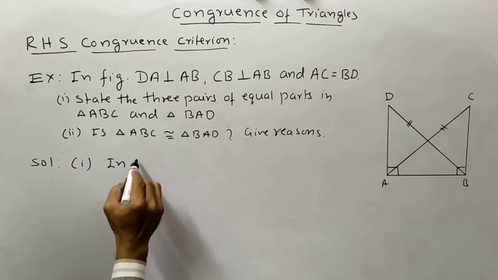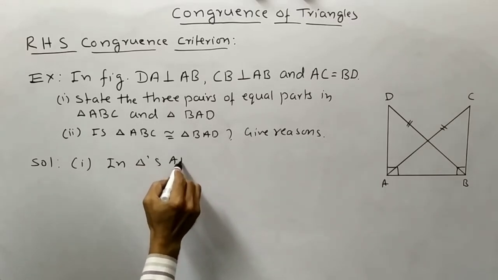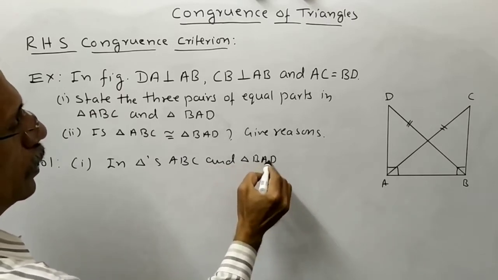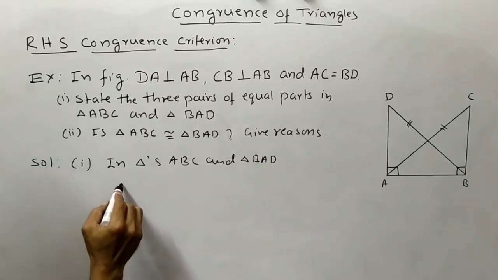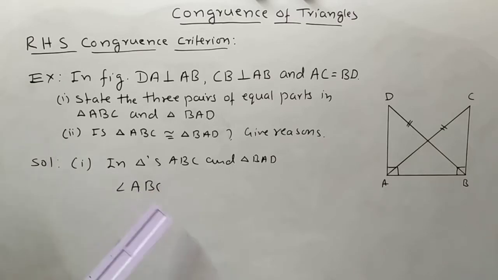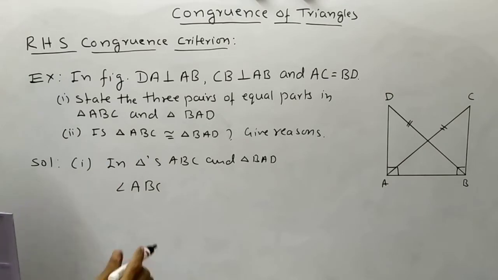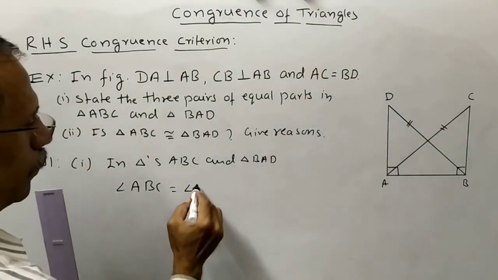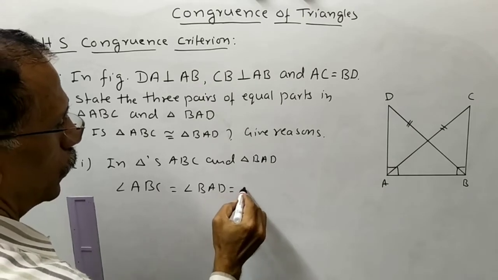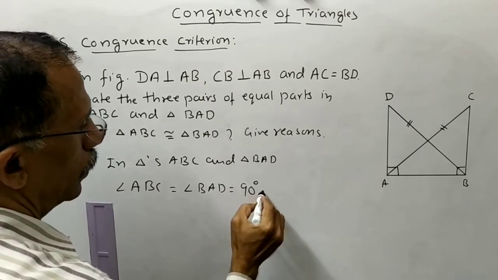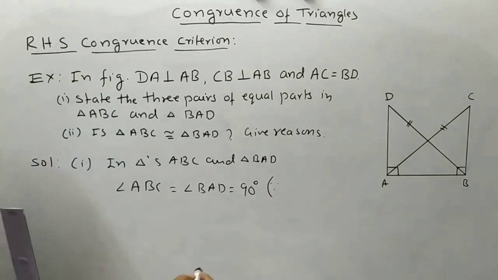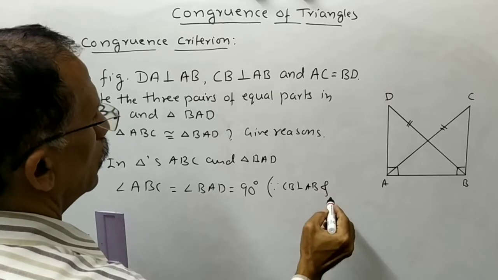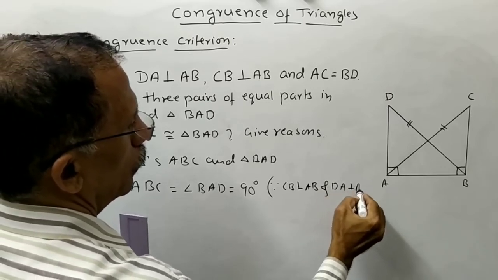In triangles ABC and triangle BAD, angle ABC is equal to angle BAD is equal to 90 degrees, because CB is perpendicular to AB and DA is perpendicular to AB.